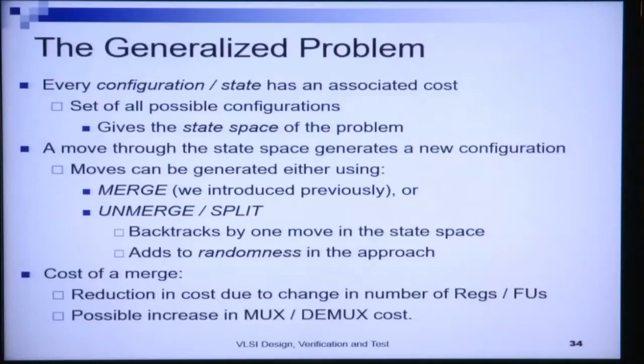So we introduced merge previously, and now we introduce a split. A split backtracks by one move in the state space and adds to the randomness of the approach. So I can either merge, to obtain a lower number of functional units or registers, or split. That means I have allocated a certain number of temporary registers to a given hardware register set. Then when I do a split, this set of temporary registers will be divided into two sets, and these two sets will be implemented using two distinct hardware registers.